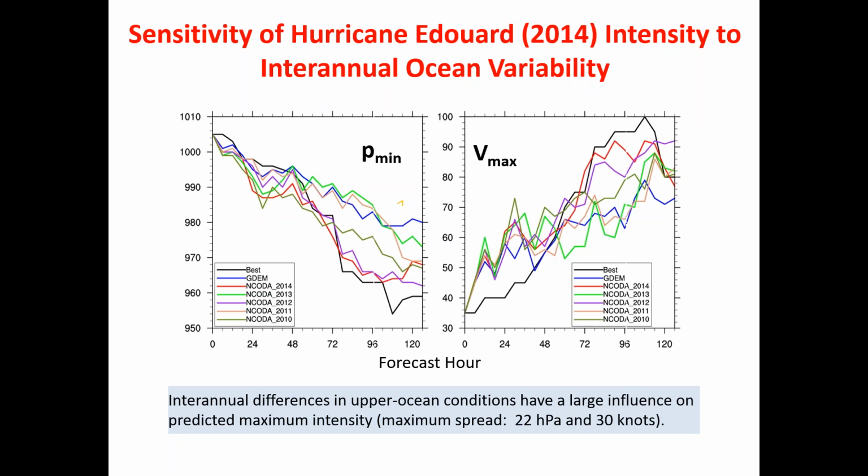But the interannual variability matters. The 2 warmest years, 2014 and 2012, you see much more realistic intensities. Whereas the coolest of the years, which would be 2011 and 2013, the response is closer to climatology. So the answer is yes, and the differences here are 22 millibars and 30 knots typically when the storm reaches its maximum intensity. So we see quite a significant influence of the existing ocean state in a given year, holding the atmosphere constant.